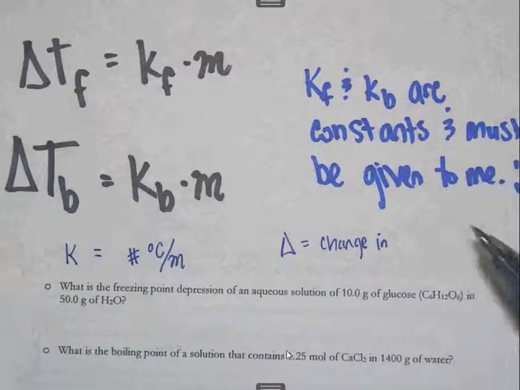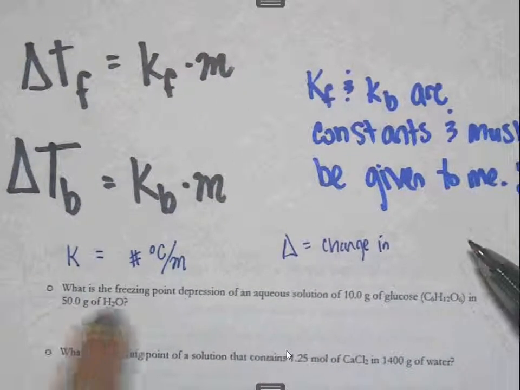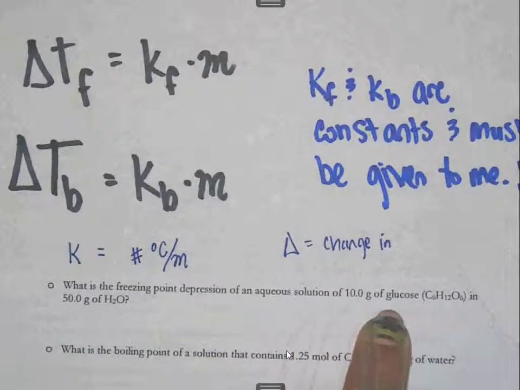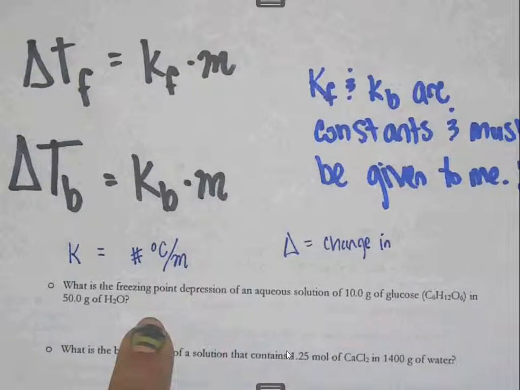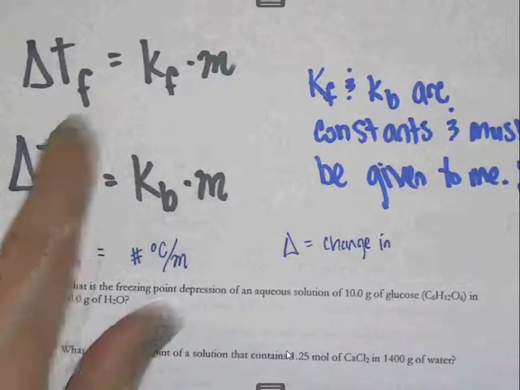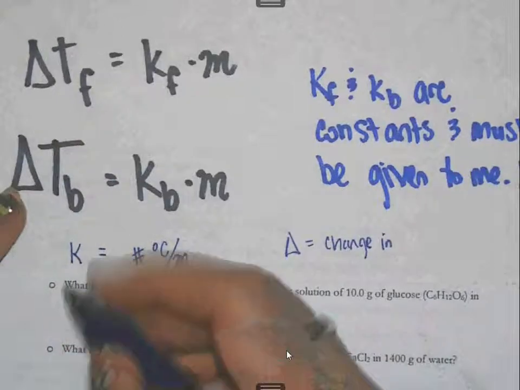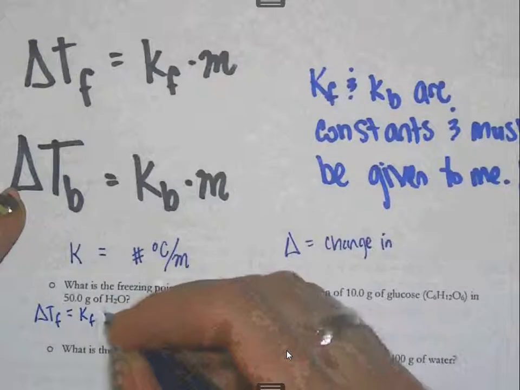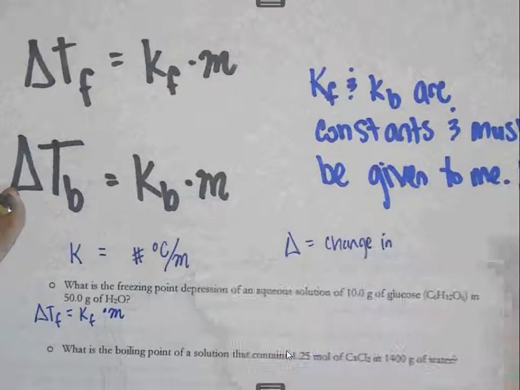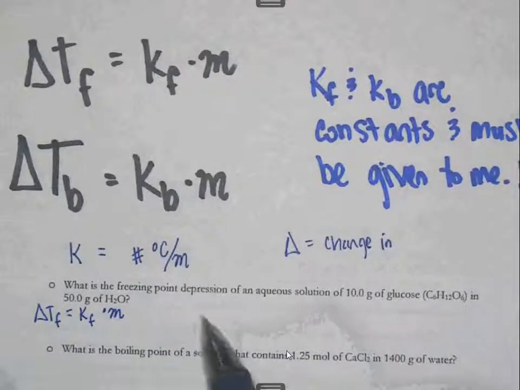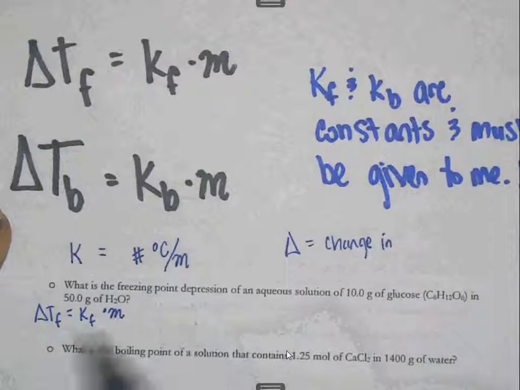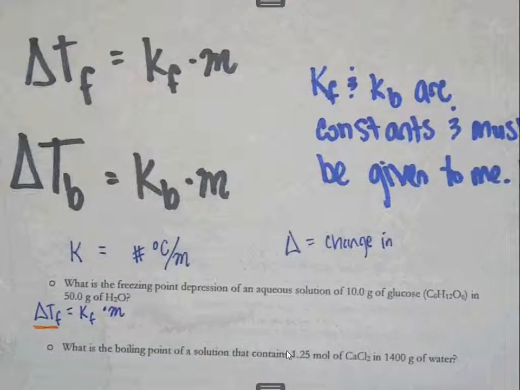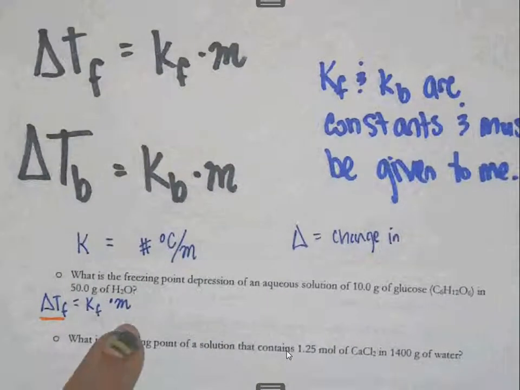The first one says, what is the freezing point depression of an aqueous solution of 10 grams of glucose in 50 grams of water? Well, if it's asking me about freezing point, that means I need the equations that have the F's in them. So that's going to be delta T sub F is equal to K sub F times molality. Well, if they want how much the freezing point changes, then that means I'm looking for this that I'll underline in orange. Well, if I'm looking for that, I have to have the other two things.